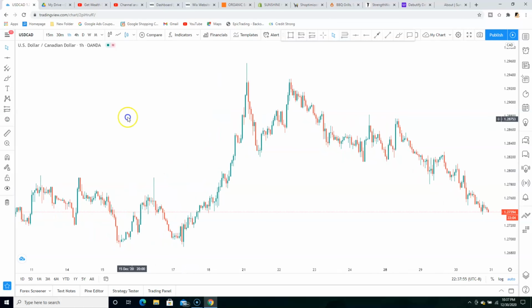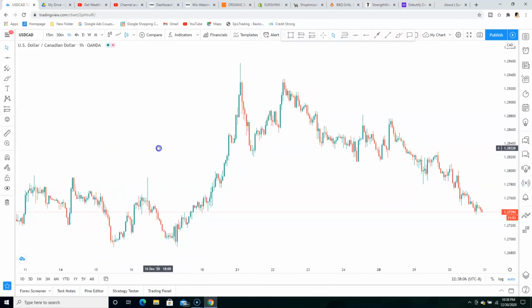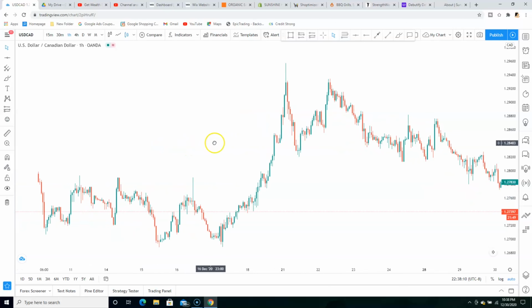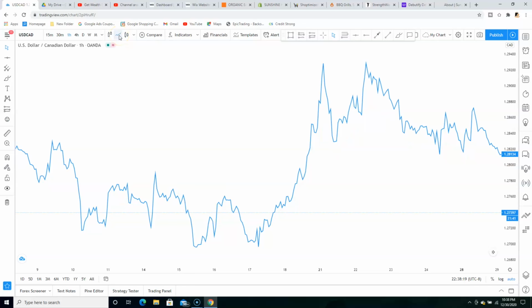So let's get started. Now that we have our chart open, the first thing you have to do is mark up your chart using support and resistance. As a beginner, a very easy way to do that is to use your line chart. This is your line chart right here. All you have to do is switch to your line chart.